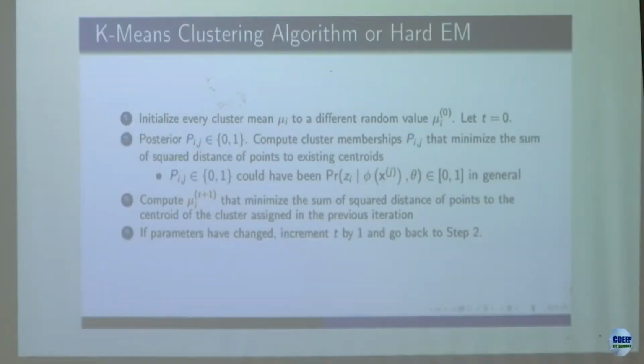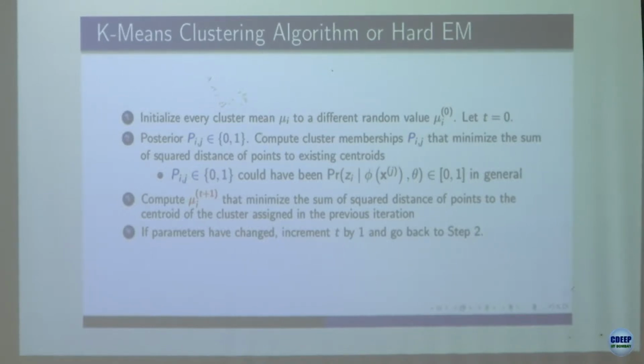So this is the exact K-means algorithm, a hard K-means algorithm, a hard EM. Initialize each cluster mean to a different random value, compute cluster memberships that minimize the sum of squared distances of points to existing centroids. That membership is 0, 1, but instead it could have been a probability distribution, something between 0 and 1, a posterior. Then compute the cluster centroid that minimizes the sum of squared distances of points to the centroid. This is the basic idea. If the parameters have changed after one round of clustering, increment t by 1 and go to the next round.